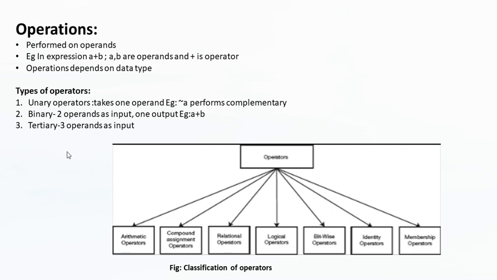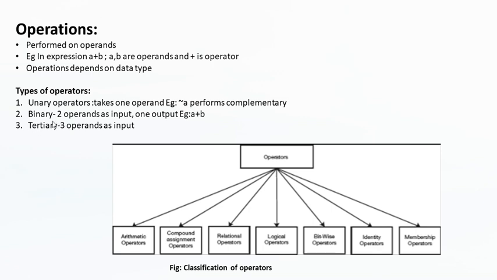There are three types of operators mainly: unary, binary and ternary. Unary operators take only one operand. For example, tilde a, which is nothing but the negation or complement of a. It is performed on only one operand, so that's an example of a unary operator.